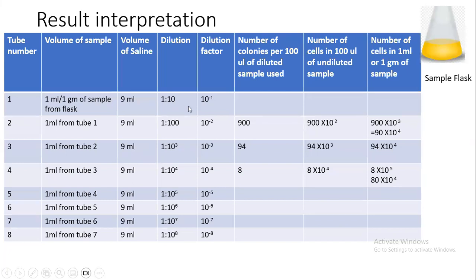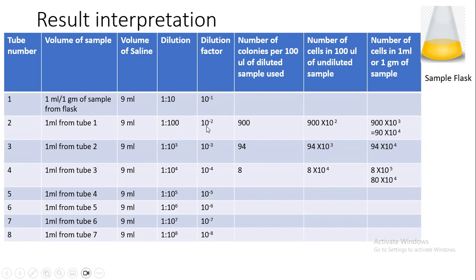So similarly, in the second tube, you are going to mix this and transfer 1 ml to the second tube that is already containing 9 ml of saline. So your dilution is going to be 1 to 100 for the second tube, and the total dilution factor is going to be 10 to the power minus 2.